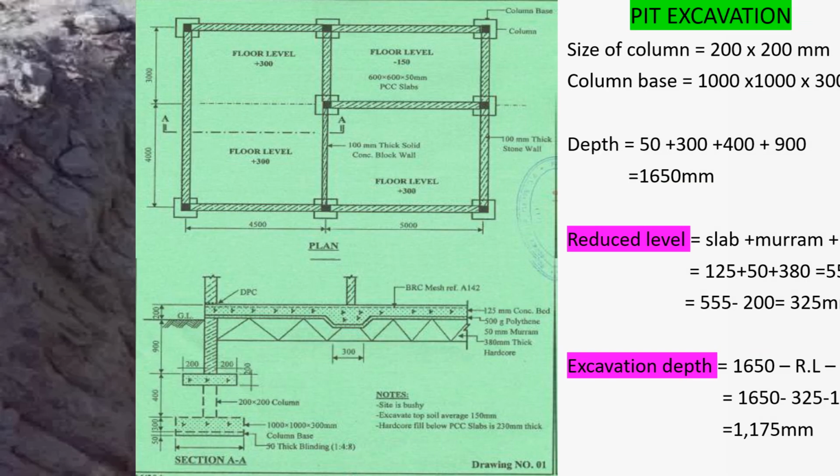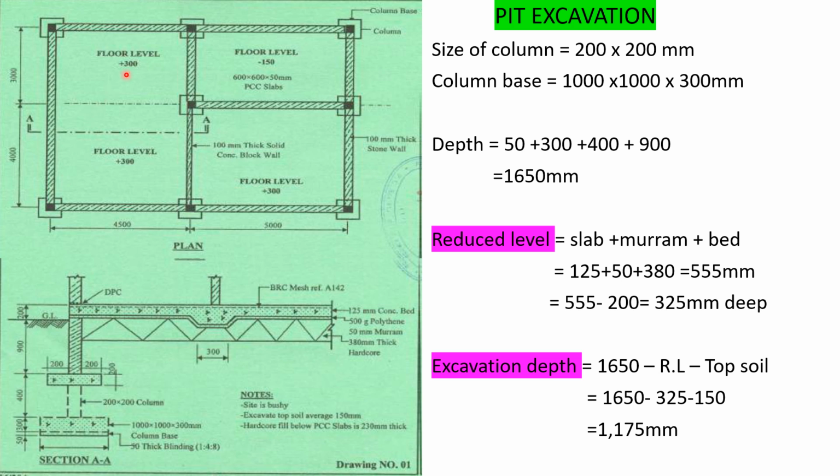Now let's look at our floor plan. This is what we are going to use as an example. We have the floor plan and then we have our section. Our main interest is on the column and the column base. Our column base is 1000 by 1000 by 300 millimeters, and our column size is 200 by 200 millimeters. And then we are going to find the depth of excavation.